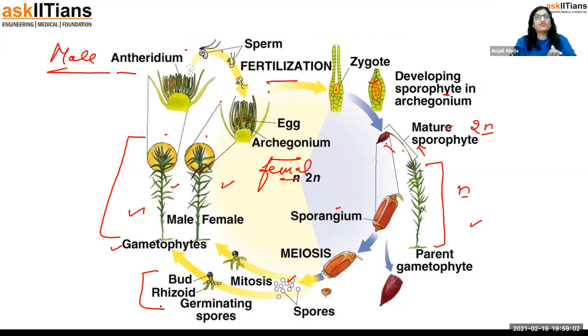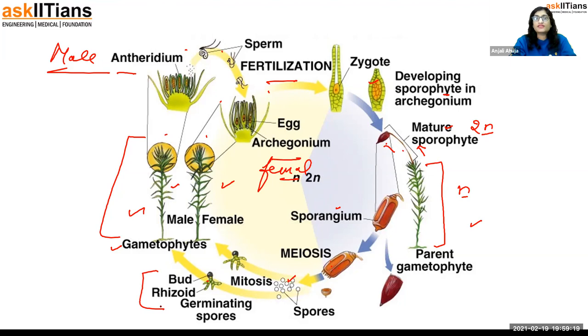Spore will germinate to form the structure. So spores are showing asexual reproduction, gametes are showing sexual reproduction. That coexist, I repeat myself again and again, because that doesn't happen in the latest plant, like we talk about the flowering angiosperm and all. In bryophyte, the story is different. This is how it happens.